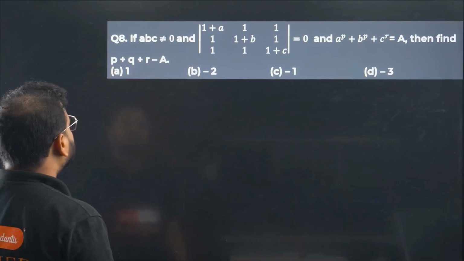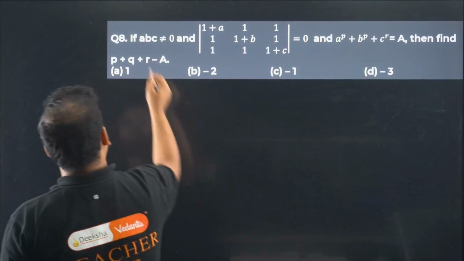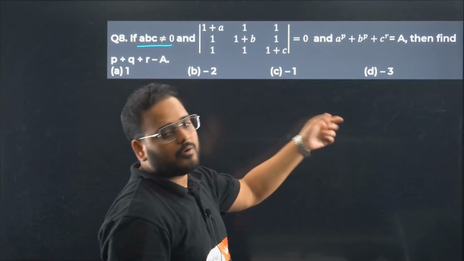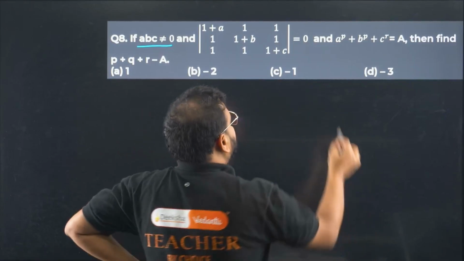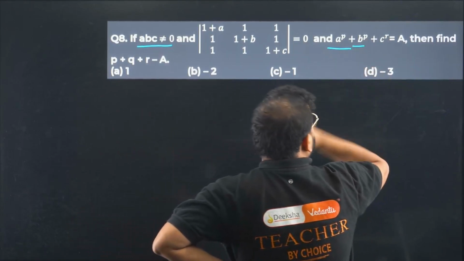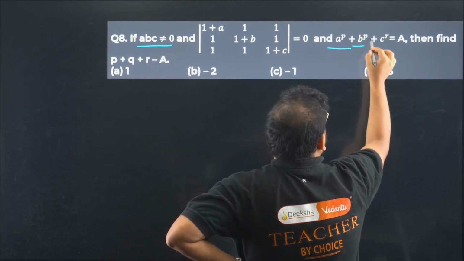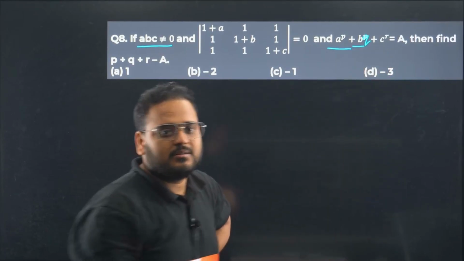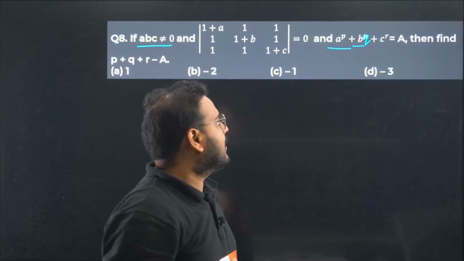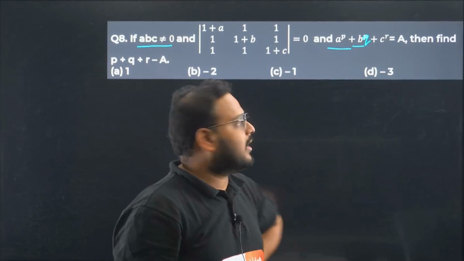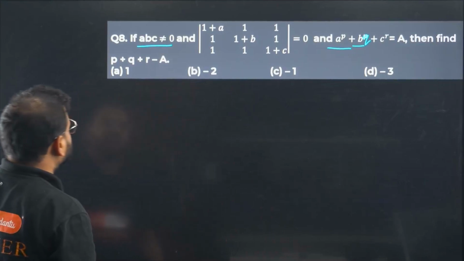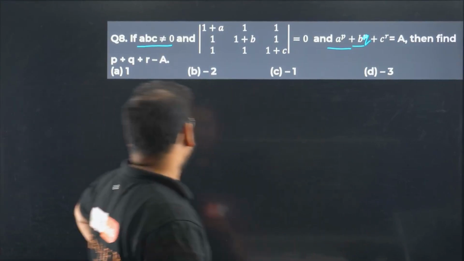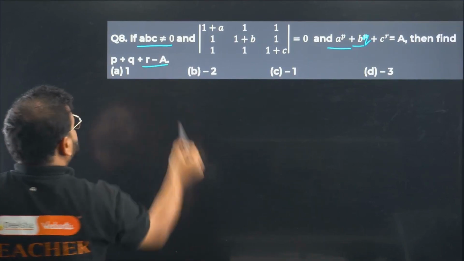If ABC is not equal to 0, they have given that the ABC product is non-zero, and the determinant of this is given as 0. They are also saying that it should be A par P, B par Q, and C par R. This is the correction here, please check. This should be B par Q, okay? And plus C par R is given equal to 1. Then find the value of P plus Q plus R minus 1. Sorry, minus A, not minus 1, minus A.